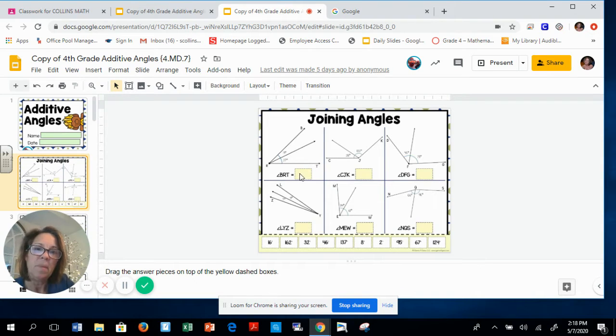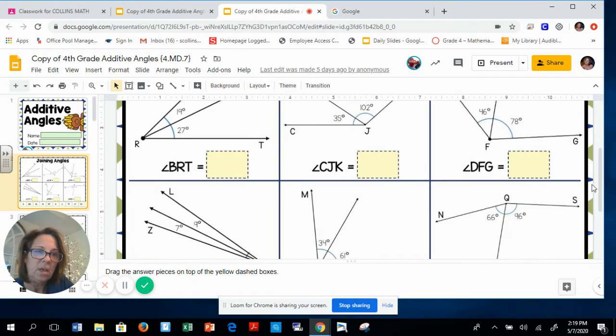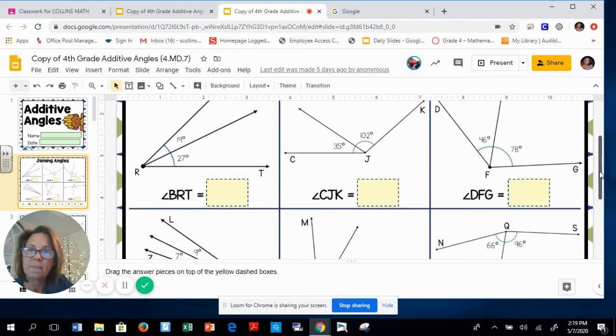If we want to find the measurement of that whole angle, the information that they give us is inside here. So I'm going to zoom in because these numbers are so small. It says that this angle, from BR, the middle ray, to here is 19 degrees. And then from this middle ray to RT, ray RT right here, is 27 degrees.